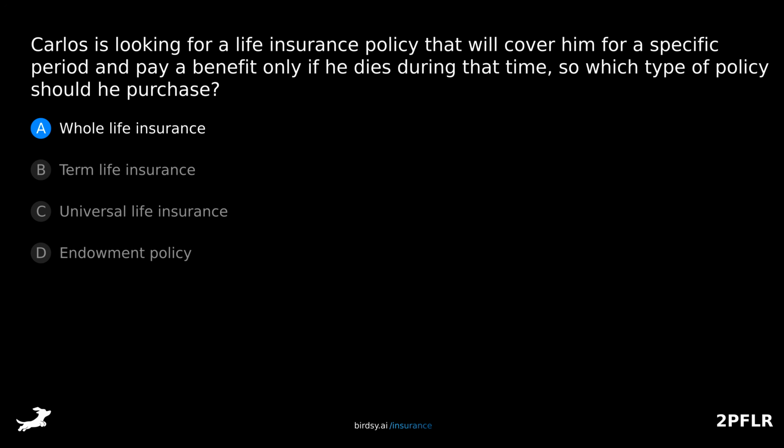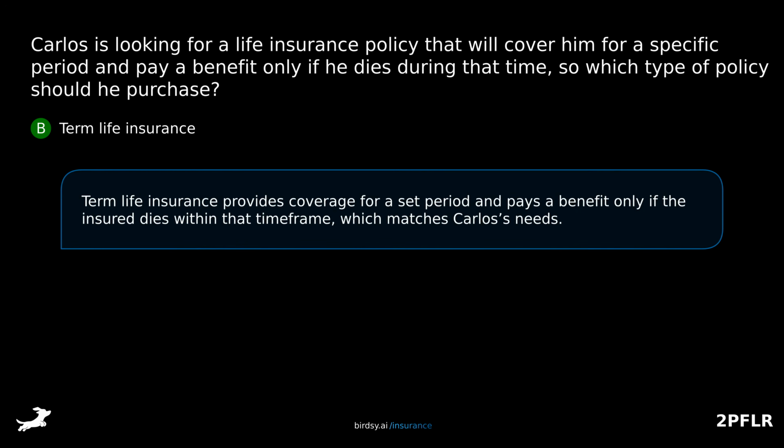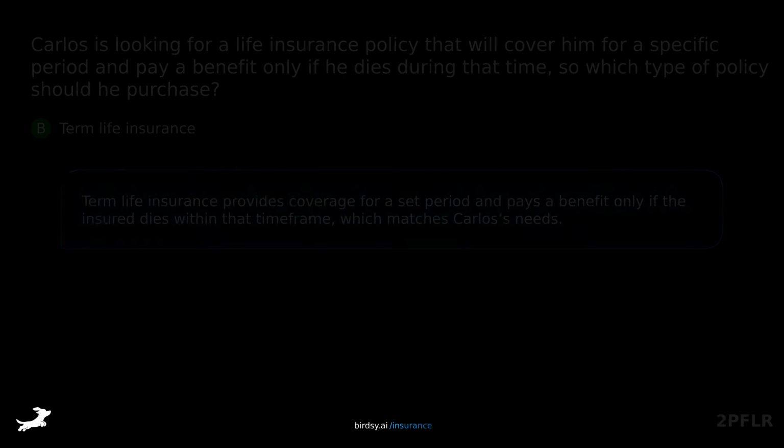Is it A, whole life insurance, B, term life insurance, C, universal life insurance, or D, endowment policy? The correct answer is B, term life insurance. Term life insurance provides coverage for a set period and pays a benefit only if the insured dies within that time frame, which matches Carlos's needs.